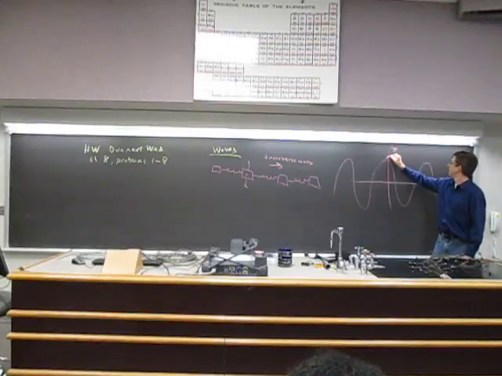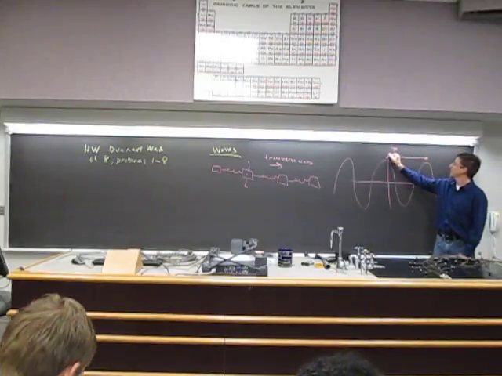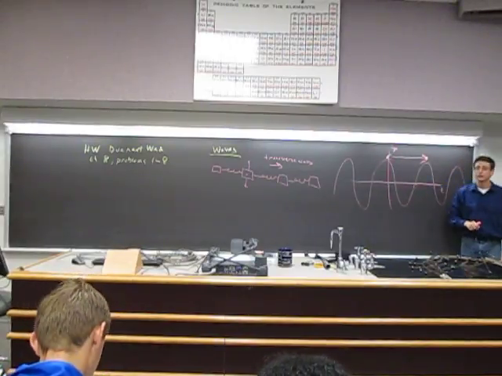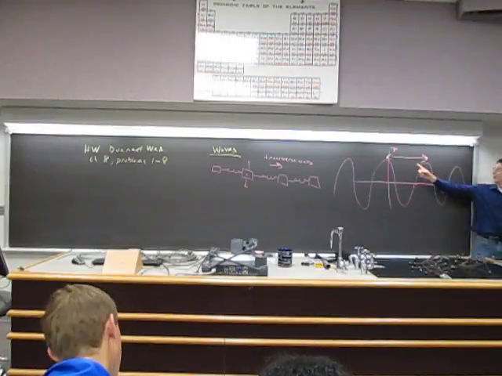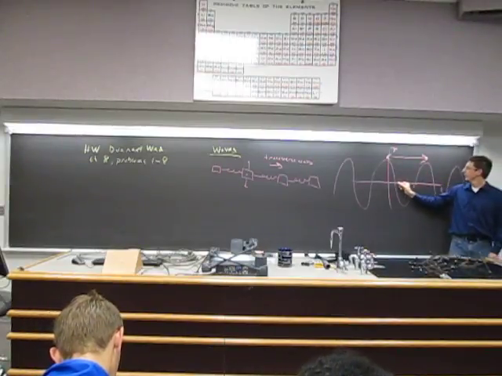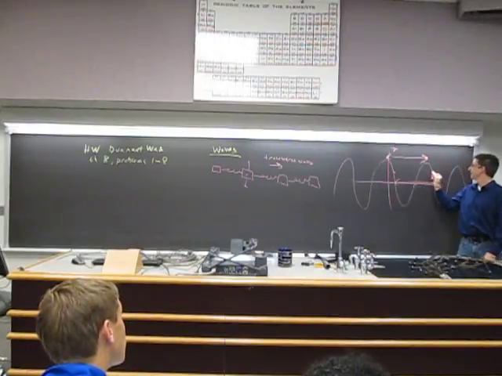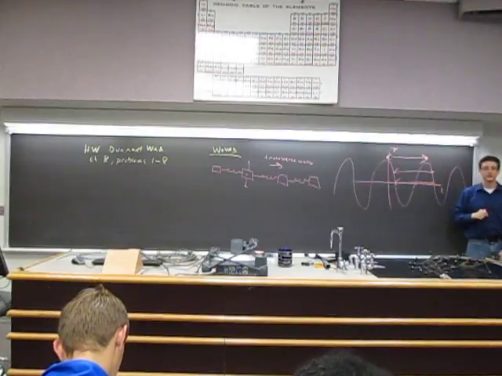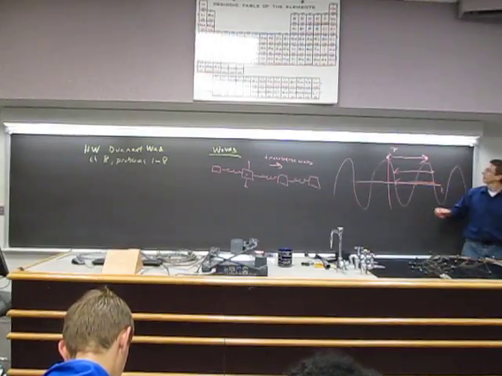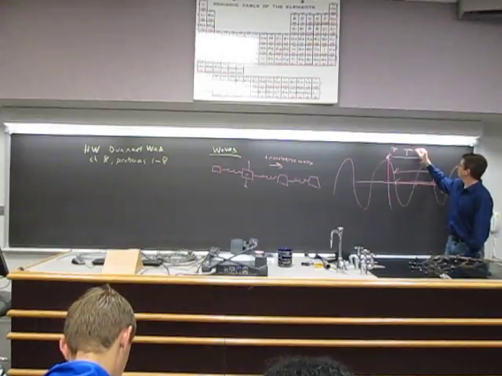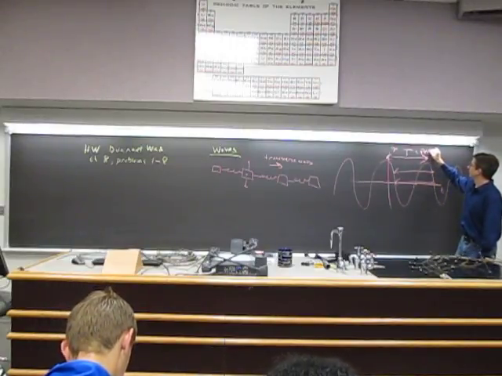The time it takes to go from one peak to another, or from one zero to another, or from any two corresponding parts of the wave, is called the period of the wave.